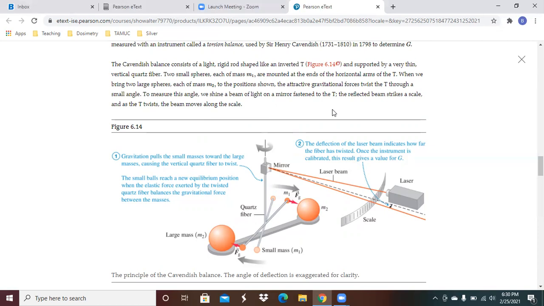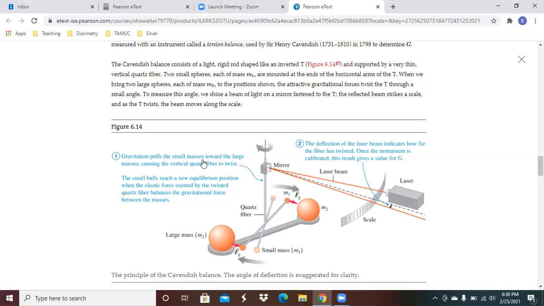We measure the angle by shining a beam of light on a mirror fastened to that T, and the reflected beam strikes a scale, and as the T twists, the beam moves along the scale.